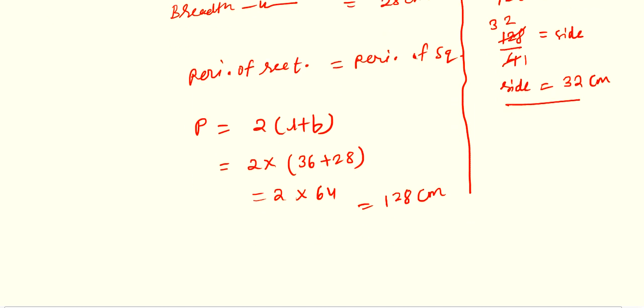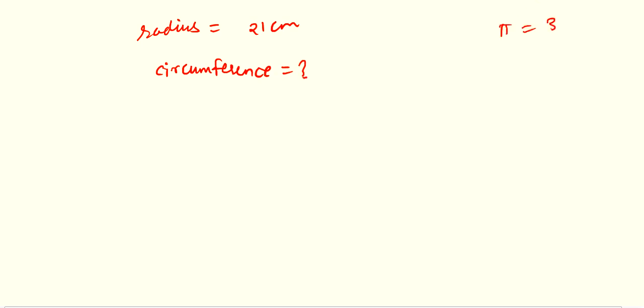Then question number 12. The radius of a circle is 21 centimeter. Find the circumference. Take pi as 3 1 by 7. So first solve this: 3 times 7 is 21 plus 1, 22. 22 by 7. That means we have to use 22 by 7 in place of pi.